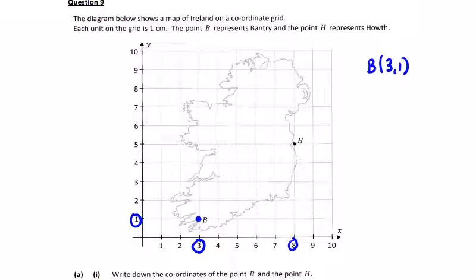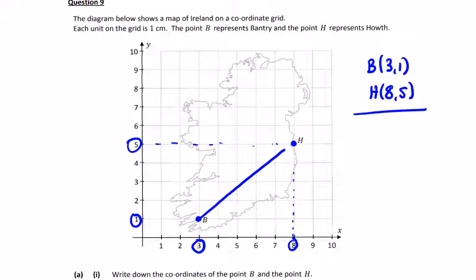H is out 8, it looks like. Just double check by doing a dotted line there. Yeah, we're out 8 and we're up. Just do a bit of a dotted line across, up to 5. So H is 8, 5. Why am I writing them like this? Because we're asked to join the line together and find the midpoint.